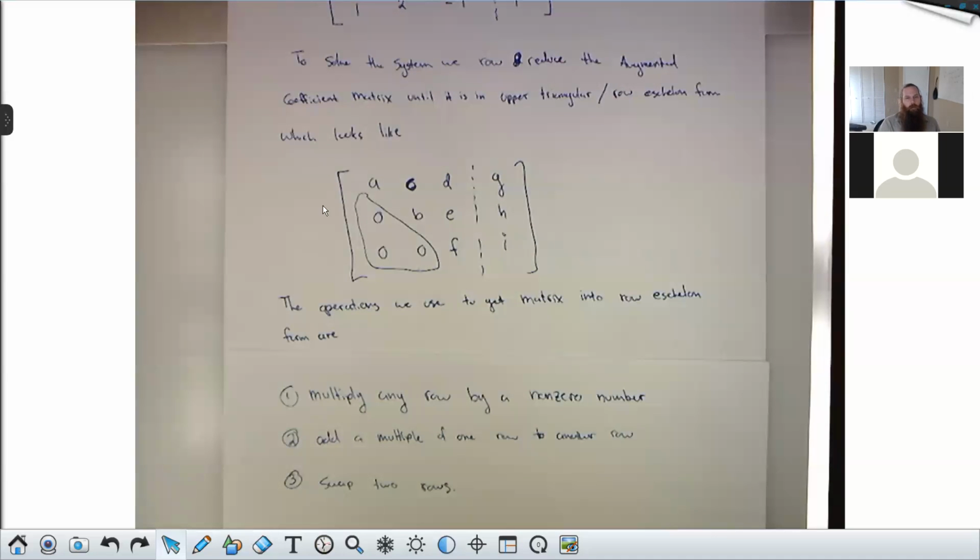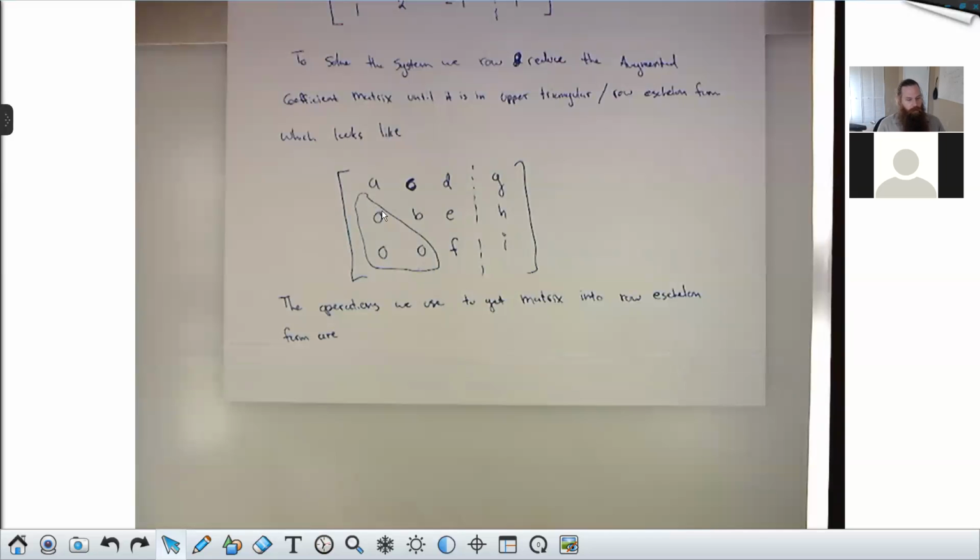Your goal, remember, is to get all of these things down here to be zeros. Once everything beneath this main diagonal are zeros, you win. So let me show you what this looks like. I'm going to go ahead now and begin with an actual example.